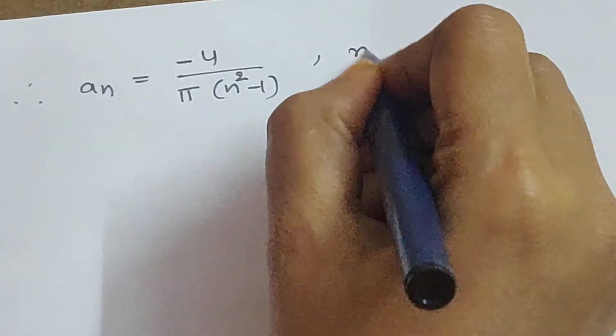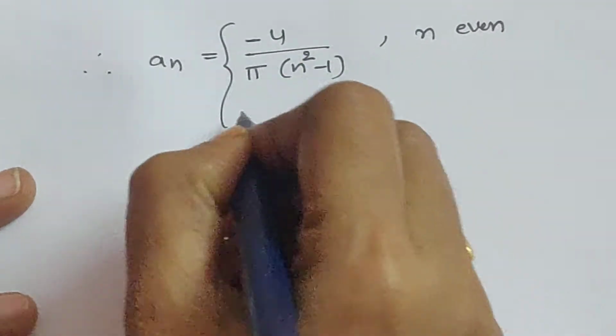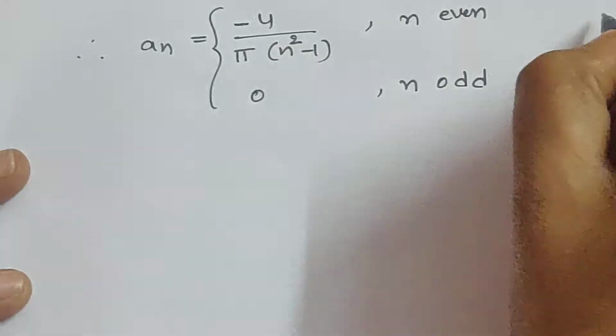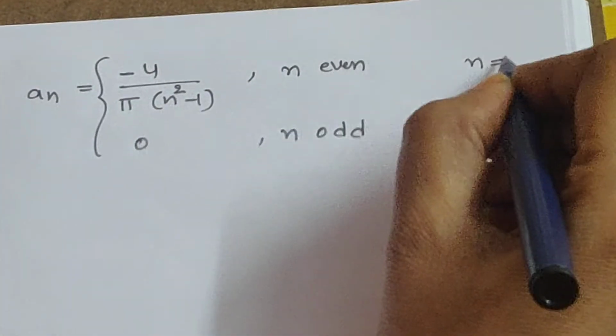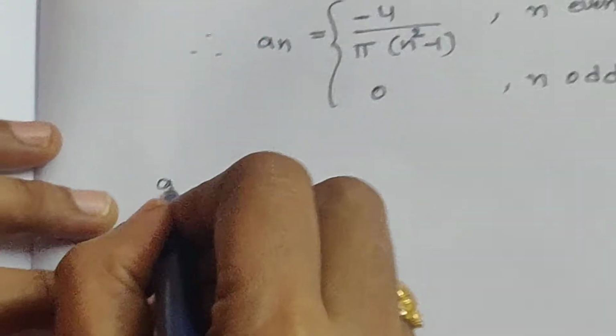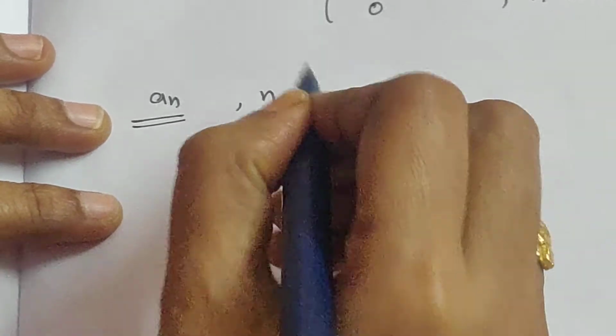in particular when n is even, and 0 if n is odd. We got this when n is not equal to 1. What is the value of an in particular for n equal to 1?